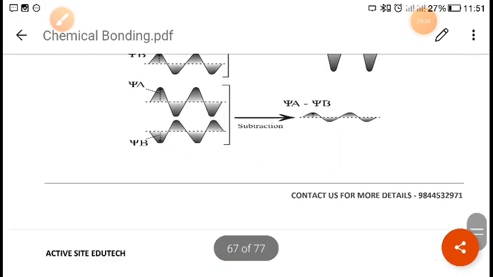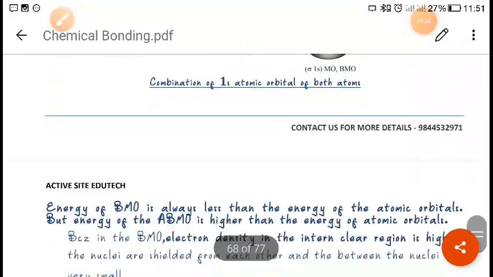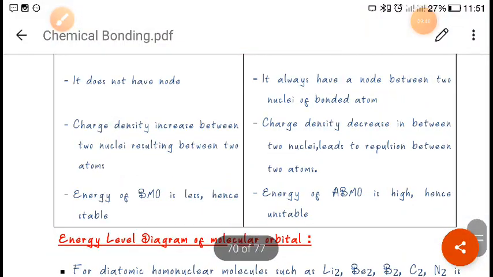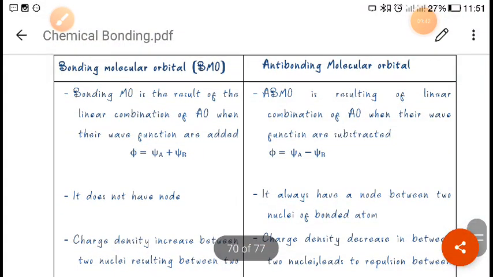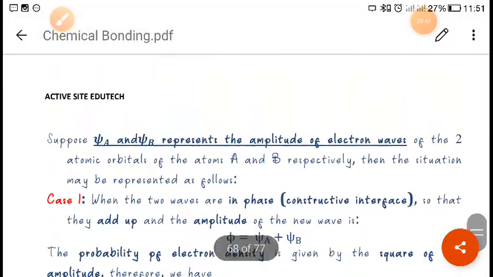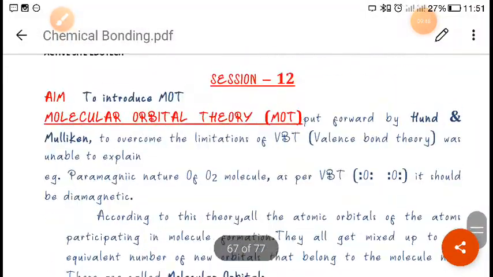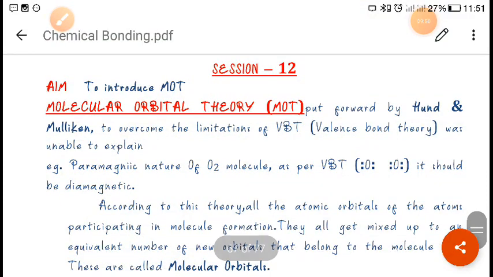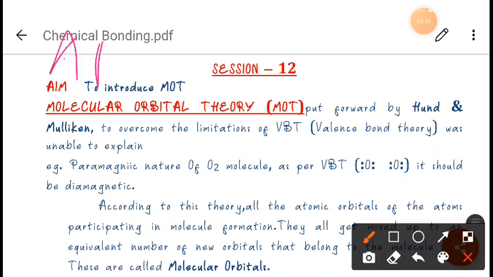So here I think the formation is directly given, let me see. Yes, the difference between atomic orbital and molecular orbital. So we will see first what is the difference between atomic orbital and molecular orbital. So what is the main difference?